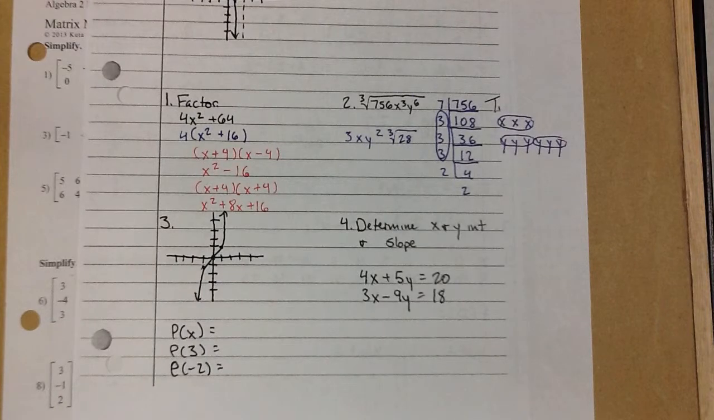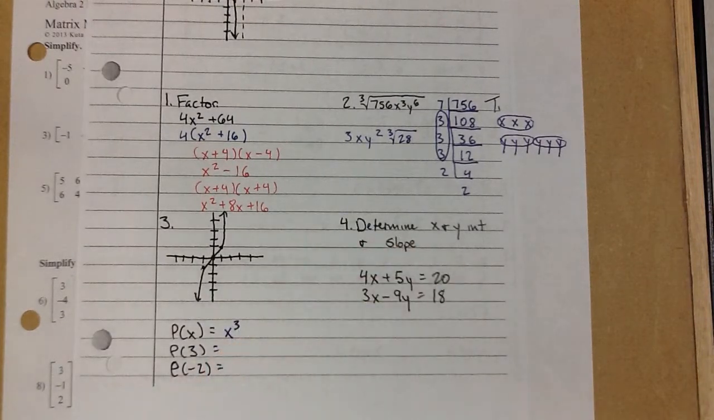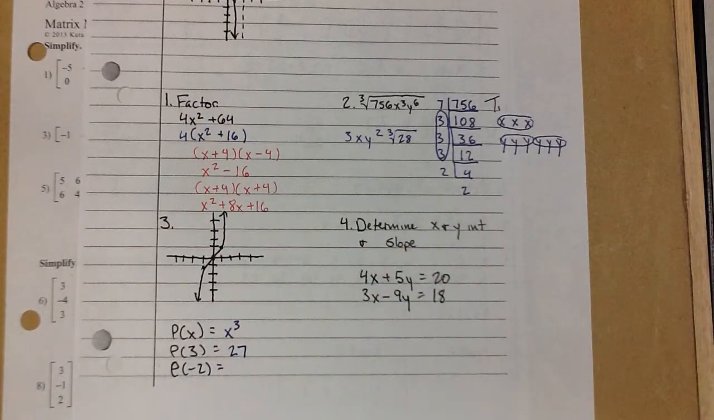Number 3. What is the parent function of that graph? X cubed. P of 3 is what? Say it again? 27. How do you know that? Typed it into the calculator, looked at the table. Or you can just cube 3. Yeah, you're just plugging in x, basically. I took this 3 and plugged it in right here. 3 cubed, 27. Typing it into the calculator, not a bad idea either.